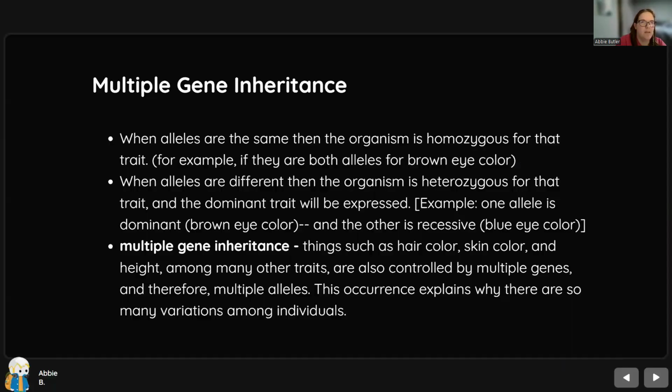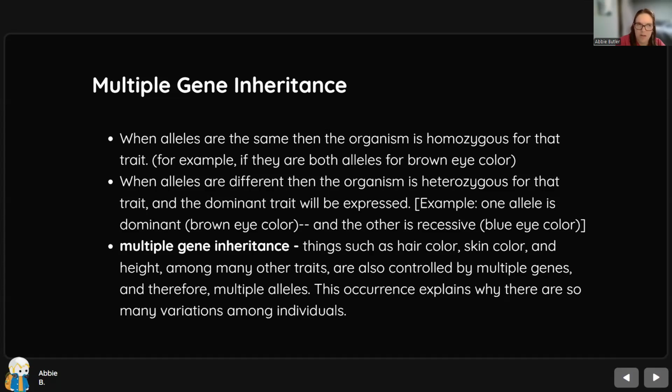You can find multiple allele characteristics in many different organisms, and we define it as, if the alleles are the same, then the organism is homozygous for that trait, if they are both alleles for brown eye color, for example. And then when alleles are different, then the organism is heterozygous for that trait, and the dominant trait is expressed. One allele is dominant brown eye over the recessive, which is blue.